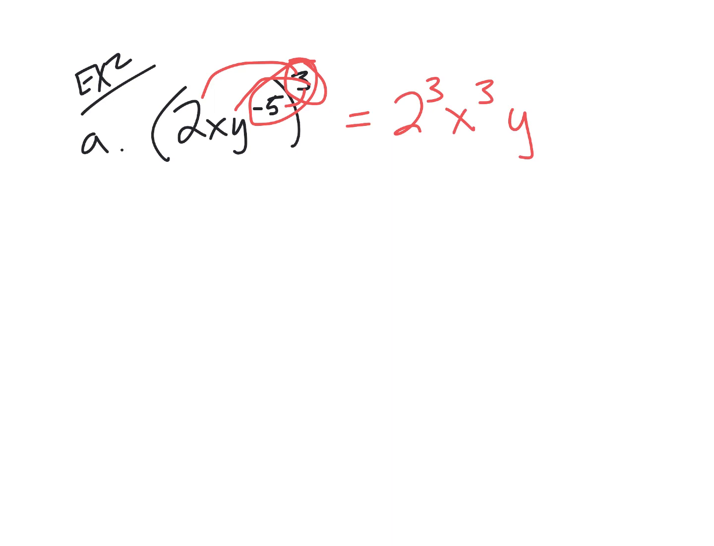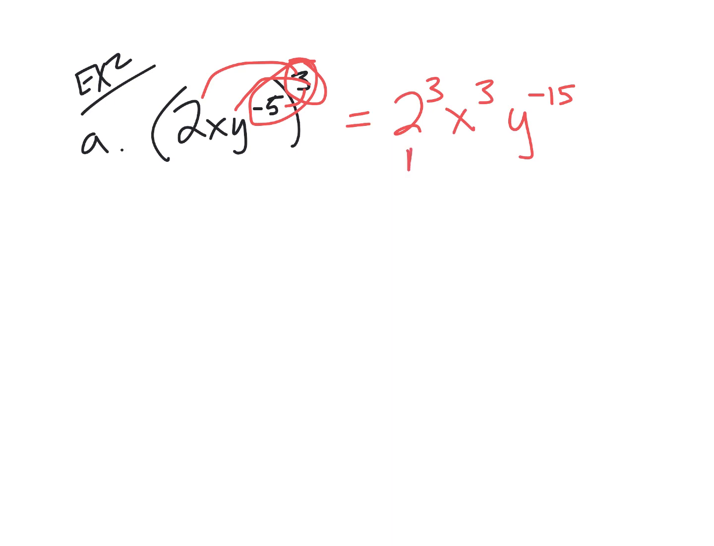Add, subtract, multiply, divide. Subtract? Nope. That's when it's the division. This is a power of a power. Multiply. So what's negative 5 times 3? Negative 15. Good. So now we can continue our simplifying.